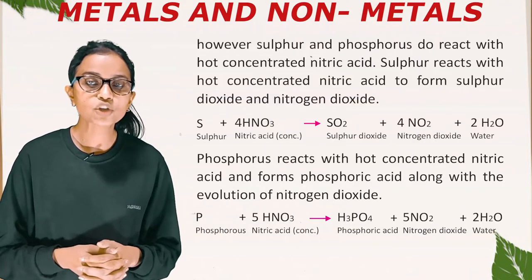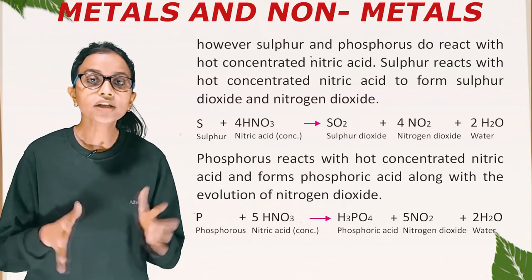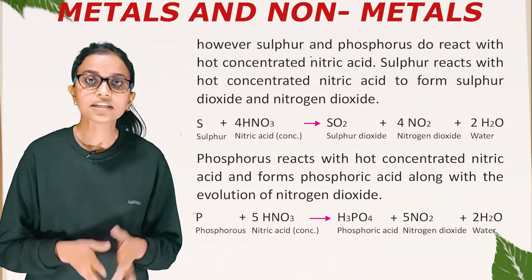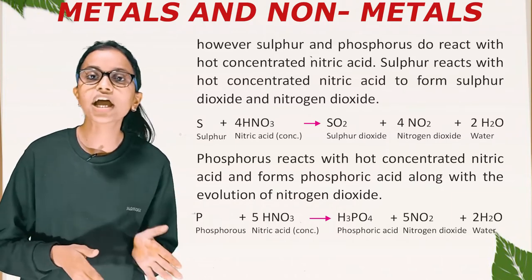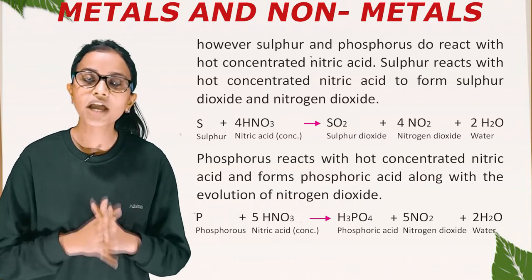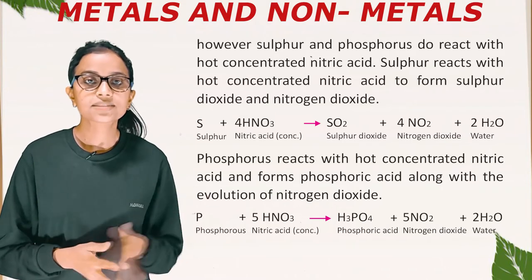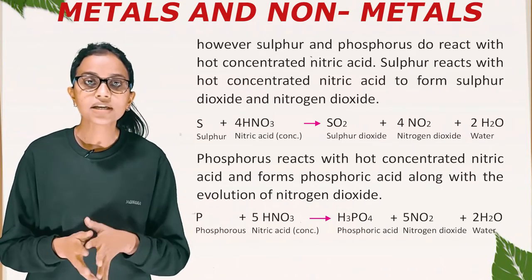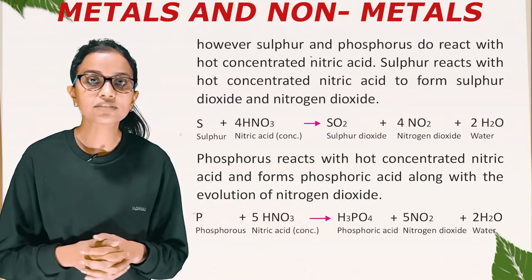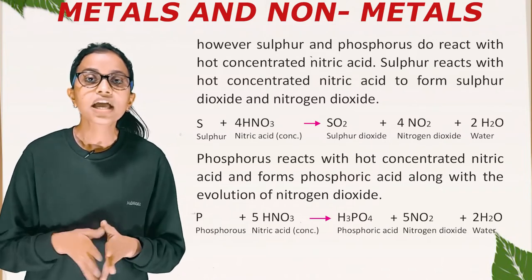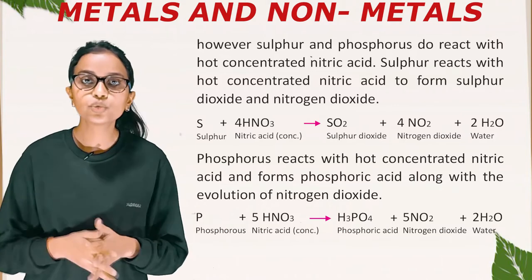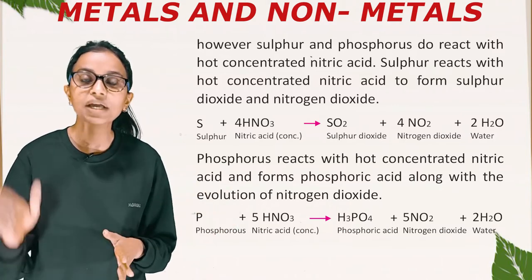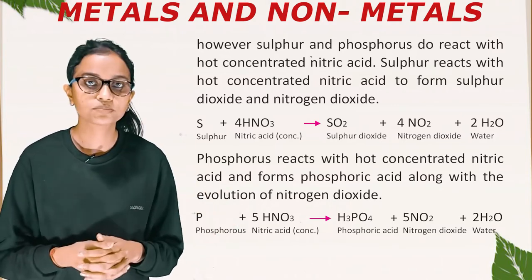However, sulfur and phosphorus do react with hot concentrated nitric acid. Sulfur reacts with hot concentrated nitric acid to form sulfur dioxide and nitrogen dioxide. S (sulfur) plus 4HNO3 (nitric acid) gives SO2 (sulfur dioxide) plus 4NO2, that is nitrogen dioxide, plus 2H2O (water).